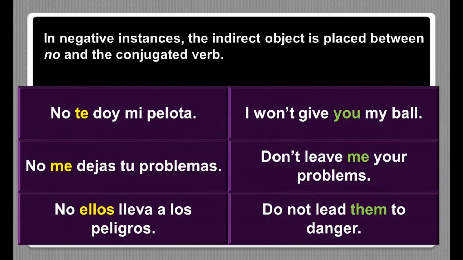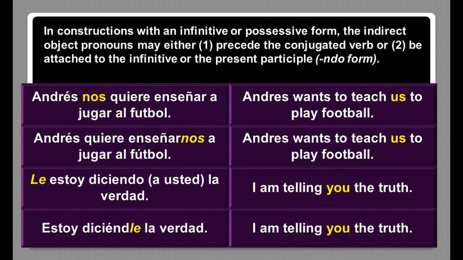Don't leave me your problems. No me dejas tus problemas. Do not lead them to danger. No ellos lleva a los peligros. In constructions with an infinitive or progressive form, the indirect object pronouns may either precede the conjugated verb or be attached to the infinitive or the present participle, the NDO form of the verb.